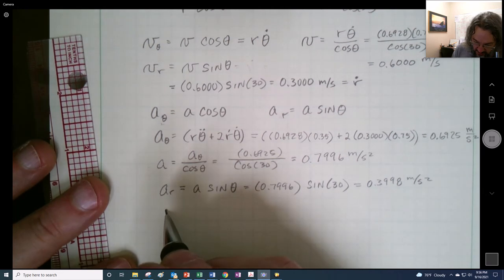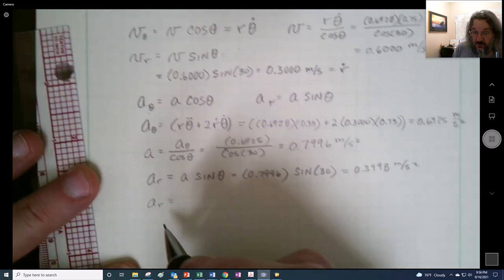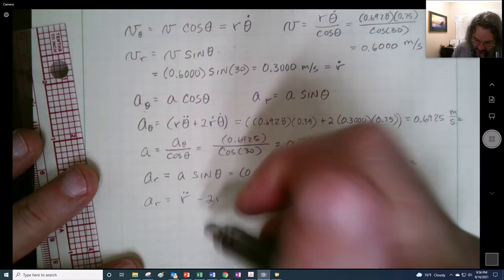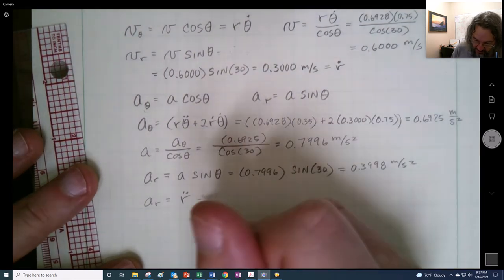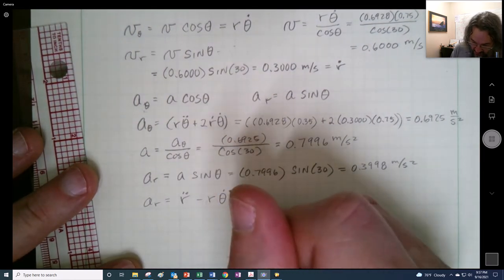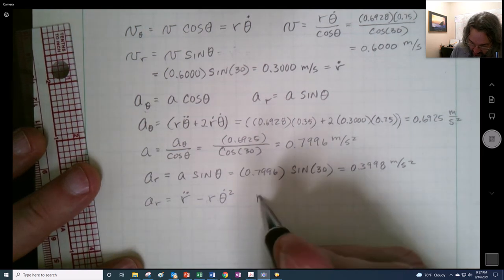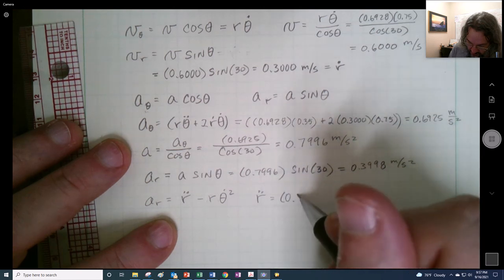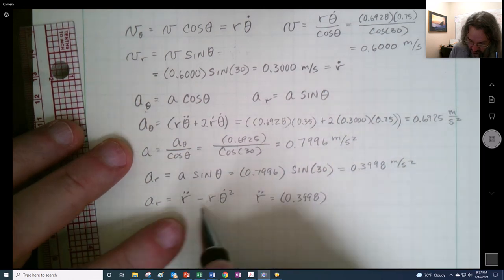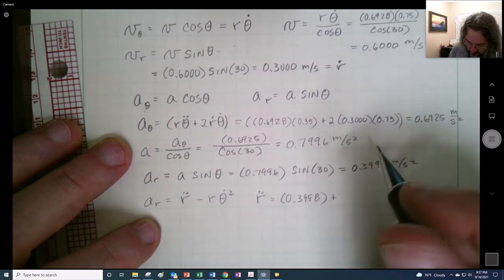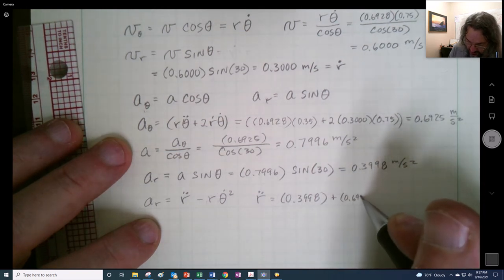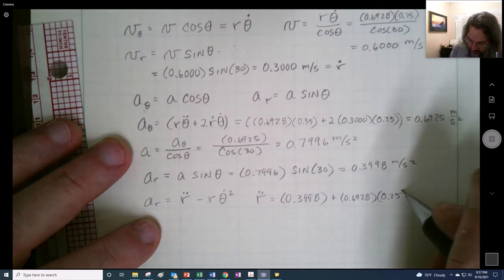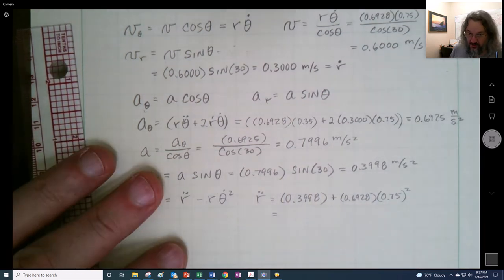And we also can set that A_r is going to be equal to r double dot minus, not 2, I must be tired, r theta dot squared. So we can say that r double dot is going to be that A_r, which we just found, 0.3998, plus r, which is 0.6928, times theta dot, which was given as 0.75, squared. So r double dot right there.